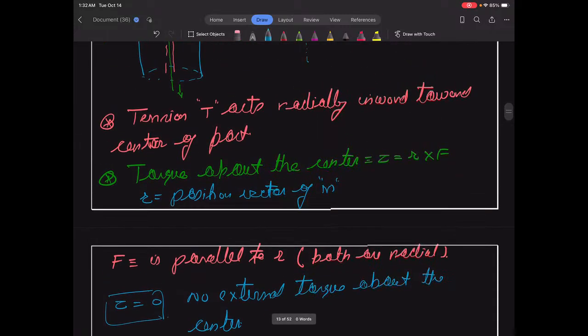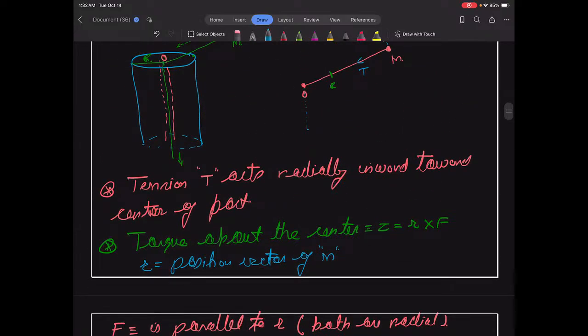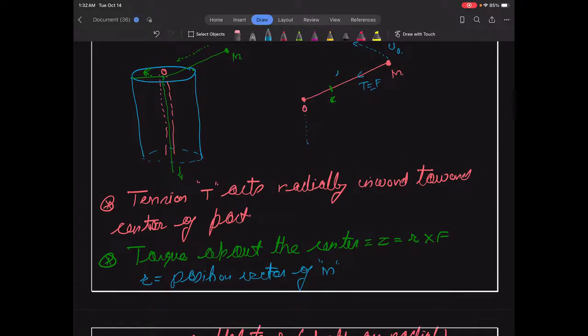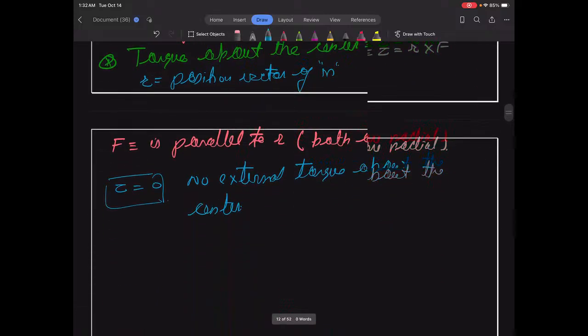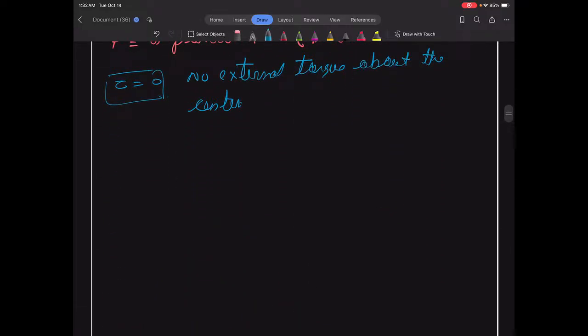So in case of this string, this force is nothing but our tension. Okay, so this is our force F, and like I said, this R is the position vector of the mass. Both are radial in direction, or we can say parallel with each other. So by the principle of conservation of momentum, because there is no external force, the angular momentum about the center will be conserved all the time.